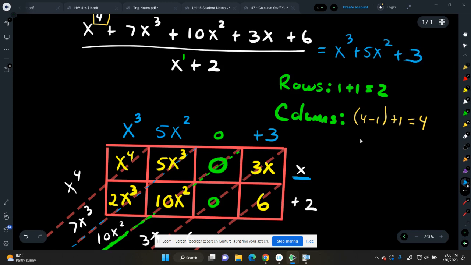So with this 0 in the columns, if there's 1 zero in the column, the whole column's going to be 0. Okay, what does this mean? This is my quotient. But now I also know that x to the third plus 5x squared plus 3 times x plus 2, what does that equal?